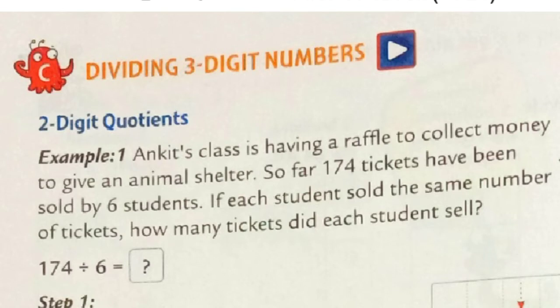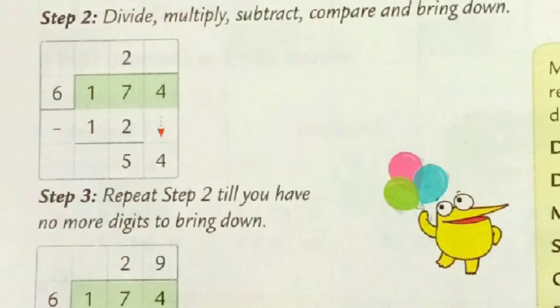Number 1. Ankit's class is having a raffle to collect money to give an animal shelter. So far, 174 tickets have been sold by 6 students. If each student sold the same number of tickets, how many tickets did each student sell? So as you can see, here we have to find out how many tickets each student sold. So let's see how we'll do the division. We have to divide 174 by 6.